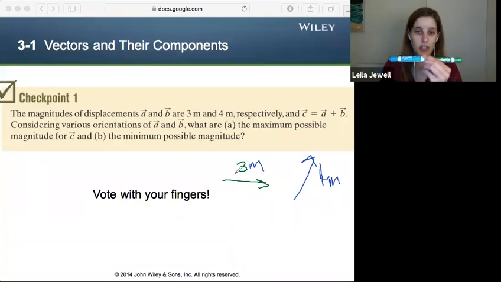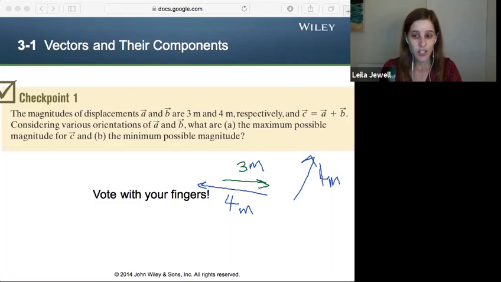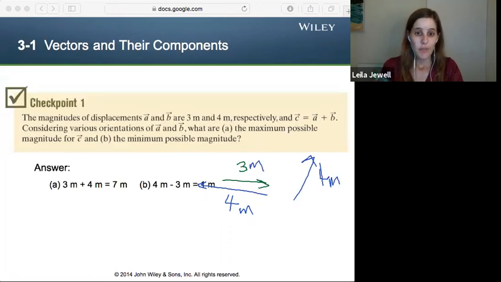In this case, if we arrange them so that we have 3 meters going one way, 4 meters going the other, then they are going to nearly perfectly cancel out. Not quite perfectly because they have different magnitudes. There will be a little bit left over. How much? Should be 1 meter. So that walks you through some of the ideas there on finding the maximum possible length that we could have in adding two vectors and the minimum possible length that it could possibly have. This is an interesting one, so if you have questions, please ask. I would love to discuss it further.